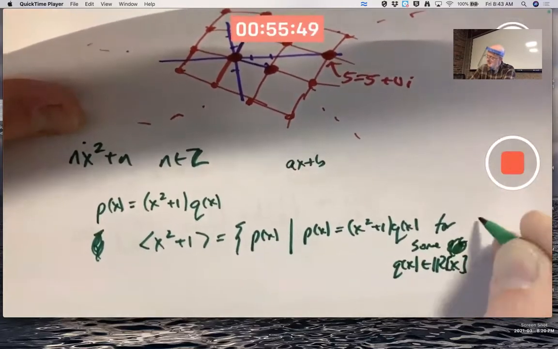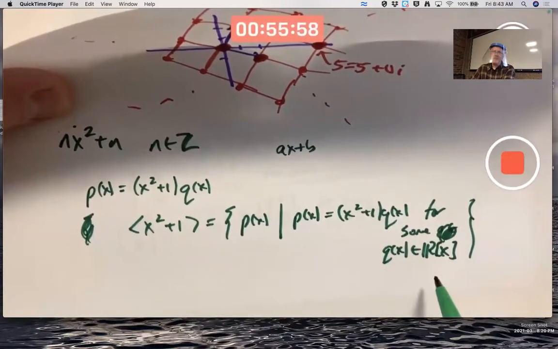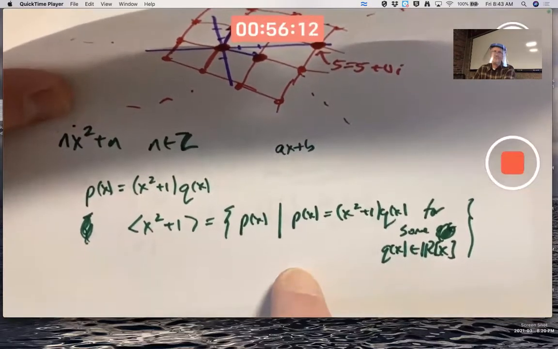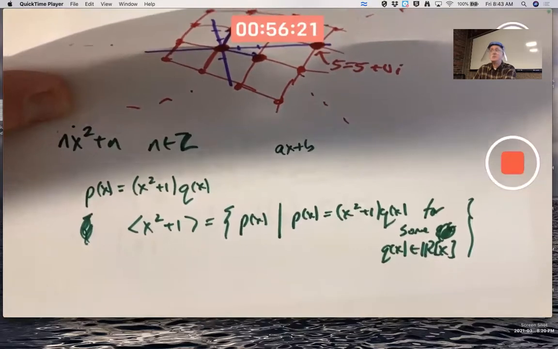q of x in R[x]. By the way, don't be bothered by the fact that we use square brackets there and parentheses there. It's just tradition. There's actually another meaning when you use parentheses here that I'll talk about later. Just go with the notation, even though it's weird. That's what you get. All polynomials such that when you divide by x squared plus 1, you get a remainder of 0 when you do long division. And in general, you do have to do long division, not synthetic division, because synthetic division only works when you divide by linear polynomials. So in general, you do have to do a long division.